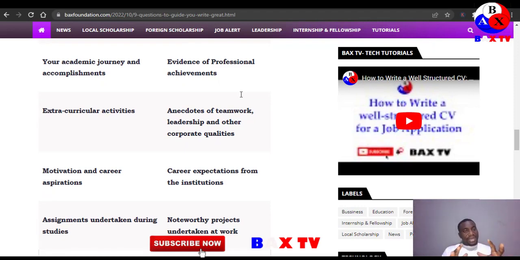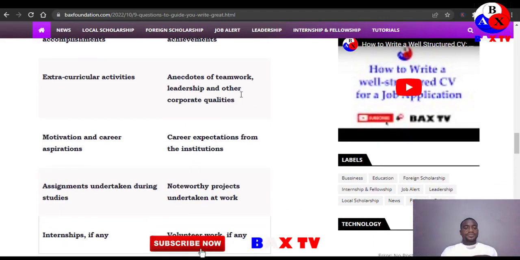If you've done teamwork, like I said, if you've done project work before in a group, the role you played must be stated. What you did if you were the team lead, or the coordinator for a project. Talk about everything here, your leadership work, your corporate qualities. And again, look at your career expectation from the institution. What are some of the things you are expecting from the institution to pursue this program?